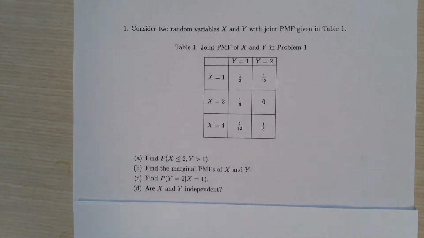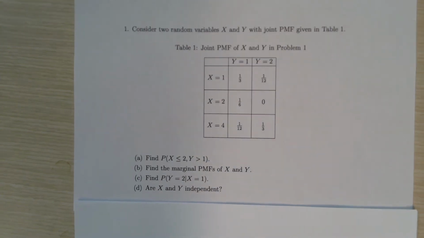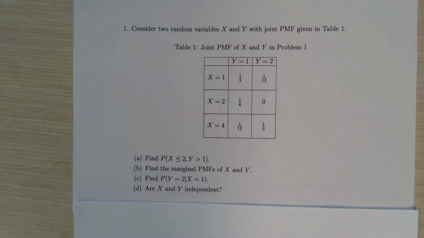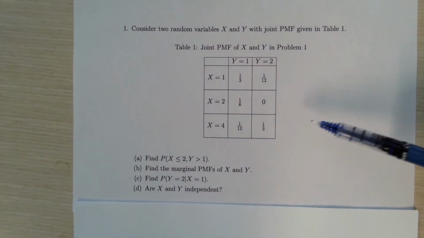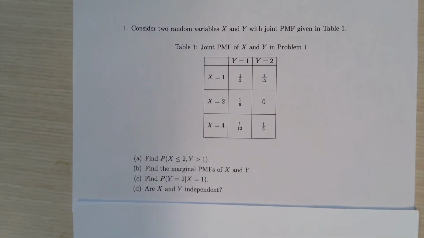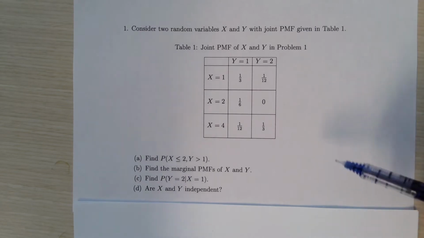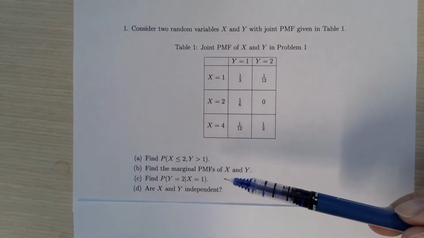Okay, so let us look at this problem. So we have two random variables x and y with the joint PMF, excuse me, given in this table, and it asks us those questions. So first, to figure it out.